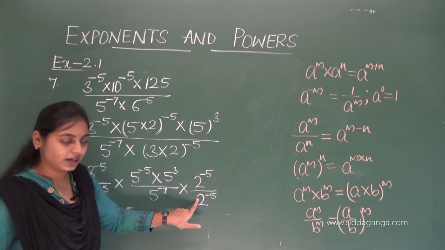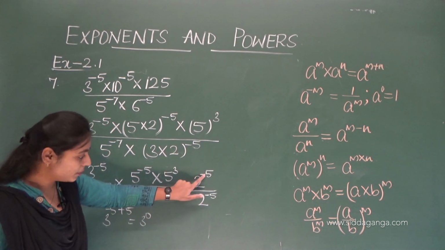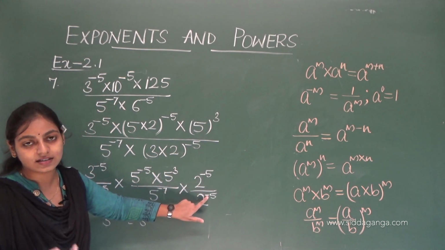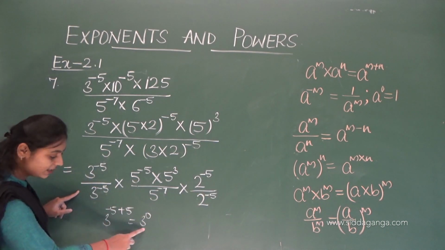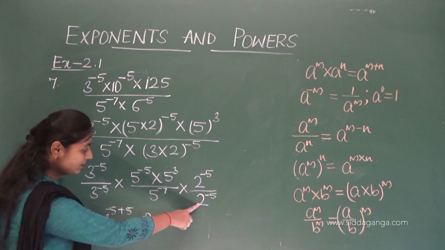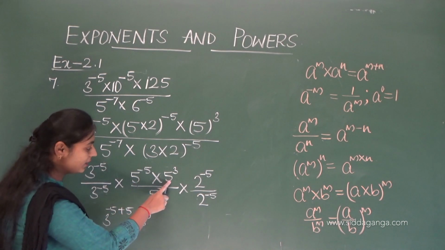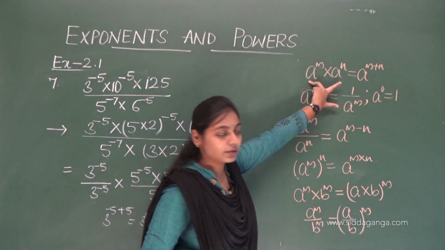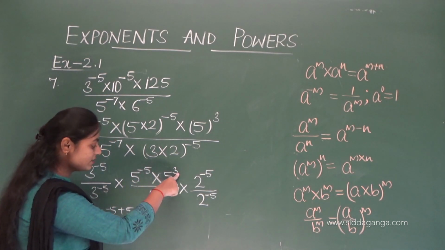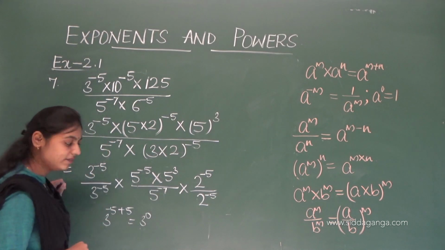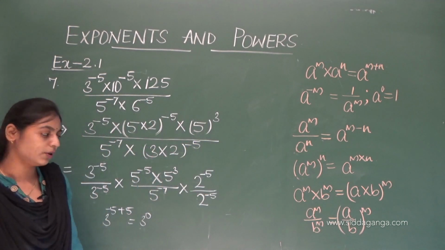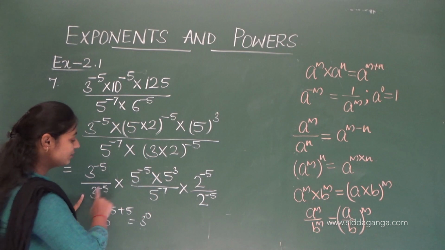Similarly 2 power minus 5 divided by 2 power minus 5, 2 raised to the power of minus 5 minus of minus 5, that is minus 5 plus 5, the 5 cancels and it becomes 2 raised to the power of 0. 3 raised to the power of 0 is 1, 2 raised to the power of 0 is 1. So here it becomes 1 and 1. 5 raised to the power of minus 5 into 5 cube, a power m into a power n is equals to a raised to the power of m plus n, that is minus 5 plus 3. That is minus 2 divided by 5 raised to the power of minus 7. Again, apply the formula a power m divided by a power n is equals to a raised to the power of m minus n, and finally 1 and 1 remain.